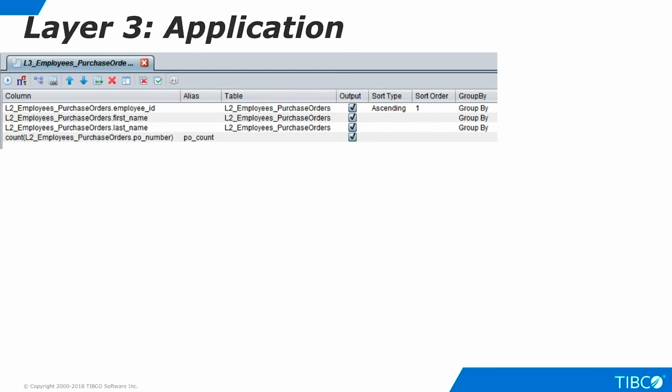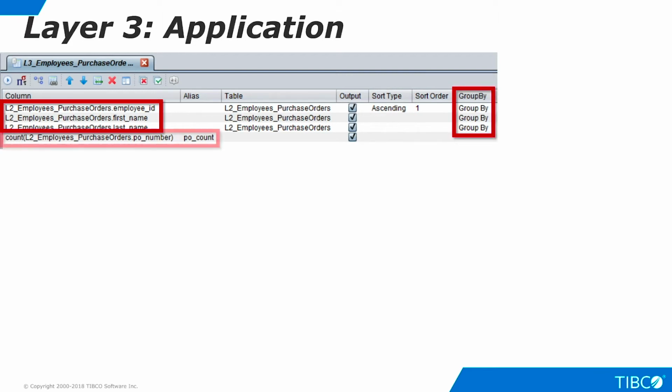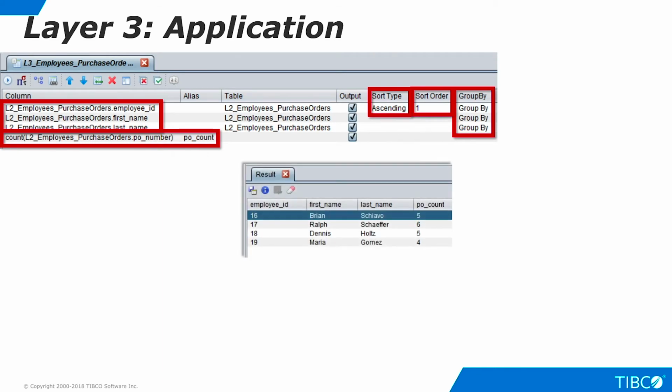This particular project only wants a few columns from the business layer view, and it needs the data to be aggregated and sorted. Select the employee ID, first name, and last name columns, and specify them as group by columns for the aggregation. The actual aggregation will be a count of the purchase order ID number column, aliased as PO count. We'll sort on employee ID in ascending order. Save and execute to make sure the view is working correctly.